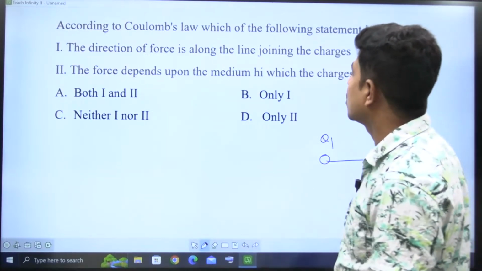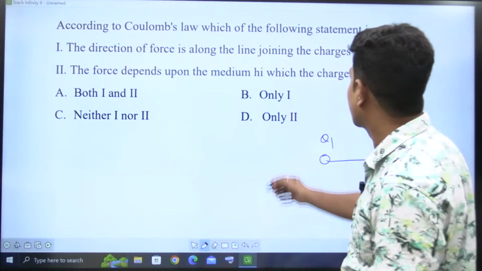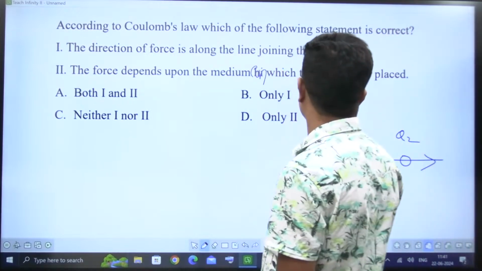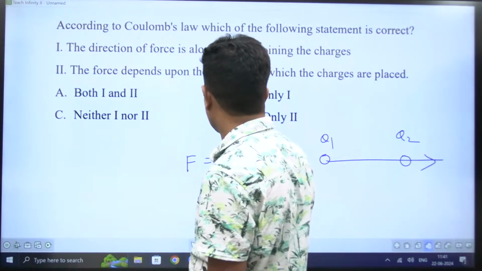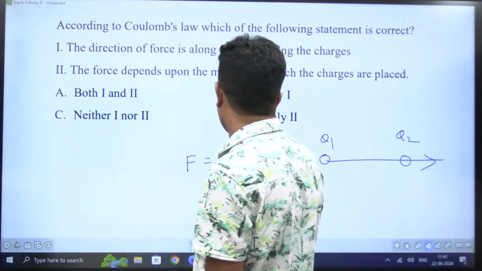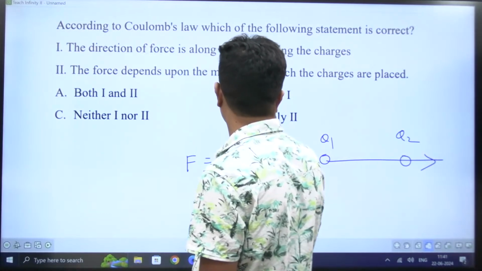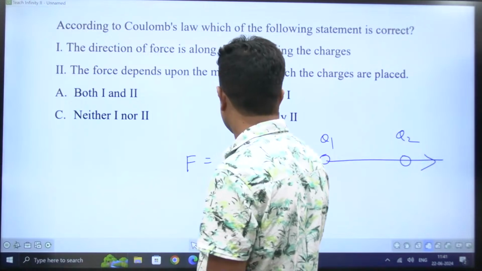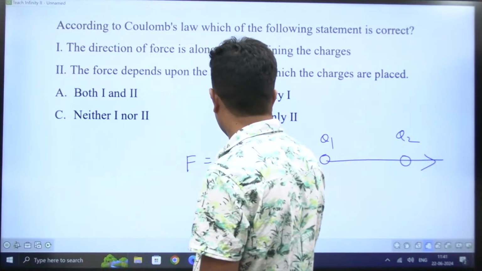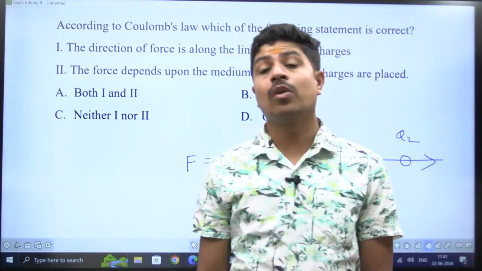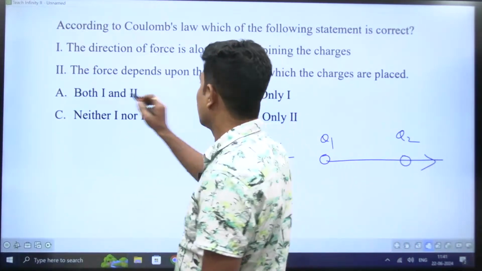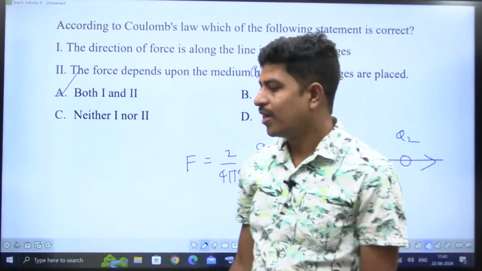Next, the force depends on the medium in which the charges are placed. Yes, because in Coulomb's law, force is equal to 1 by 4 pi epsilon, q1 q2 by r square. This is epsilon, in fact, not epsilon naught. So epsilon is nothing but epsilon naught into epsilon r. That epsilon r is going to depend on the medium. Here also both 1 and 2 are correct, right?